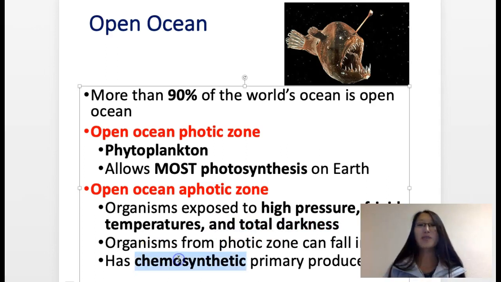And this is where chemosynthetic producers are able to live, because in order to provide food for themselves, a lot of times they can't depend on other organisms. The organisms living in the Aphotic Zone cannot depend on a lot of other organisms, and they can't get sunlight to make their own food, so they use chemicals that are already in the water to make food for themselves, and we call those primary producers.